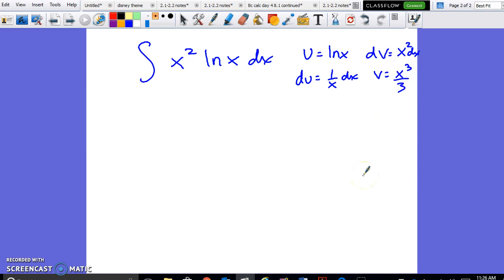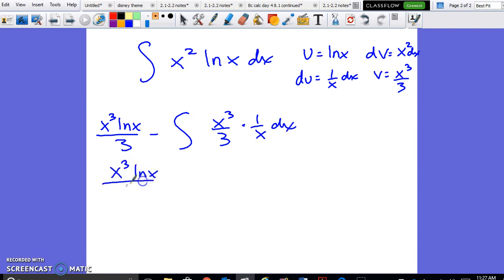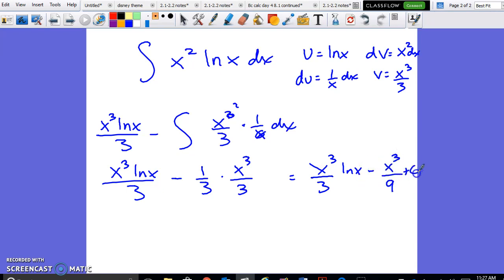Now I'm just going to plug it into my formula. So the formula is u v minus the integral of v du. This is just going to stay the same. And I can reduce this, so x cubed over x is x squared. And I can actually pull out the 1/3 and go ahead and take the antiderivative of x squared, which is x to the 3rd power over 3. And go ahead and just kind of clean it up a little bit. So x cubed over 3 ln x minus x to the 3rd over 9 plus c.